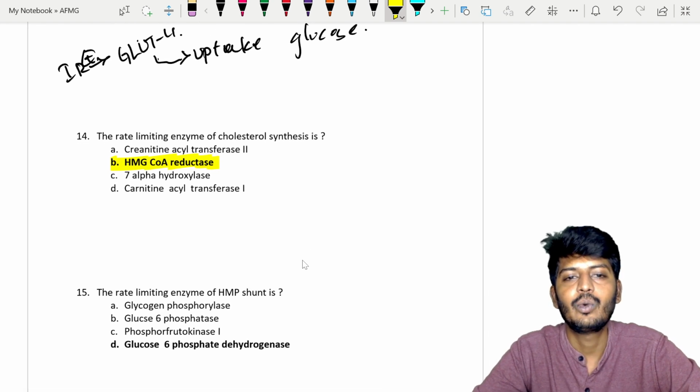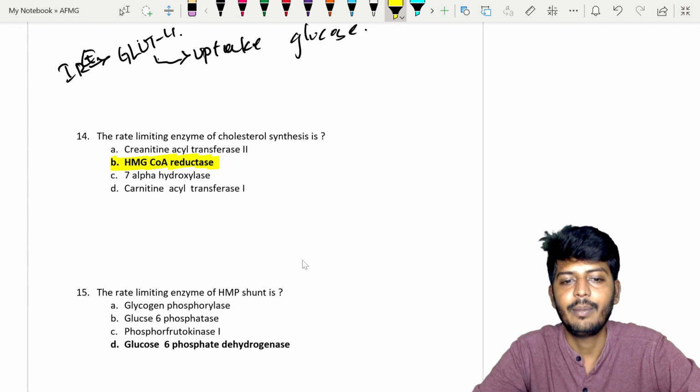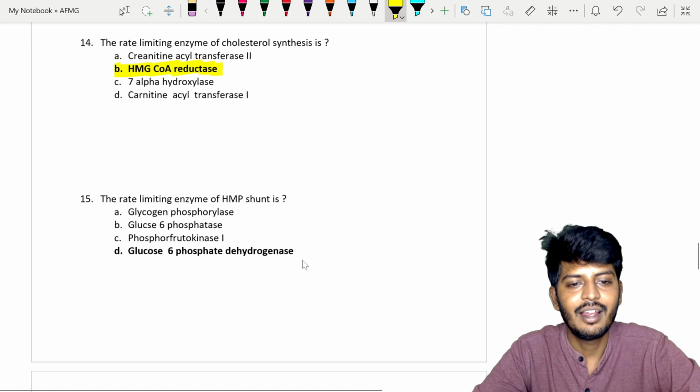So the rate limiting enzyme of cholesterol synthesis is HMG-CoA reductase. Some people marked HMG-CoA synthase when it was given in the options. If you marked that, it would be wrong. If you marked HMG-CoA reductase only, then it is the correct answer. Okay, let's go to the next one.